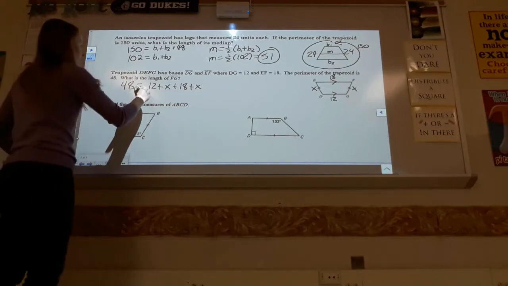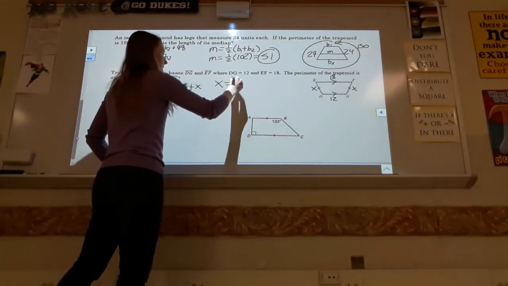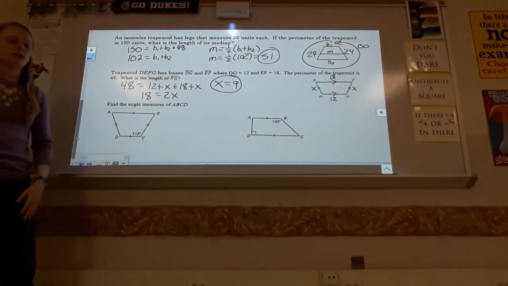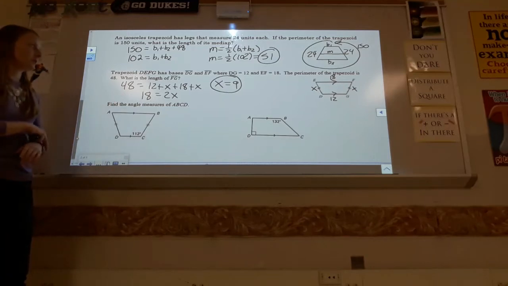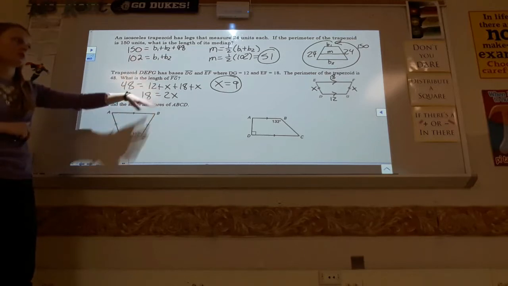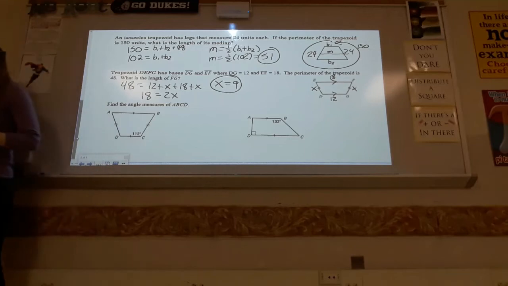That's 30, so that's 18 equals 2x. X is equal to 9. There you go. So again, just using the perimeter idea and the fact that this one was isosceles. Worked with it differently because this was looking for midsegment. This was just looking for what the length of the leg was. That was simpler. All right, so there's a little bit more practice with trapezoids.